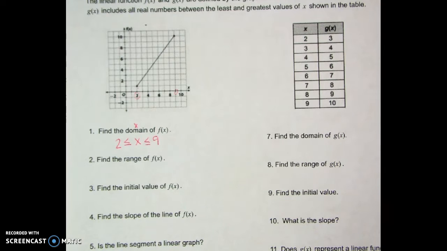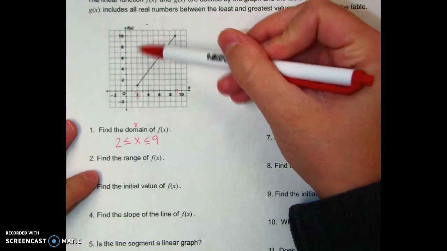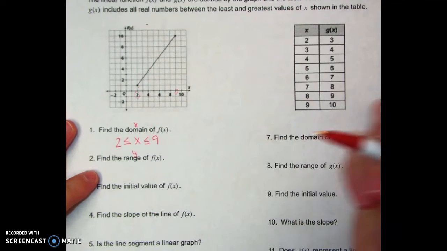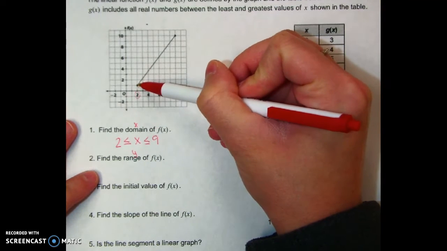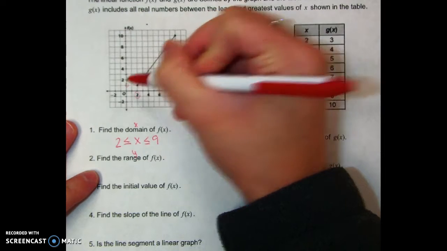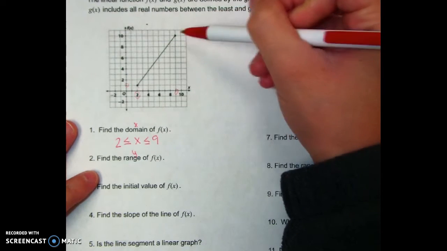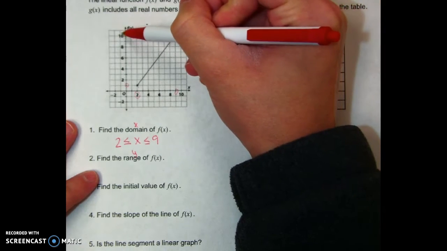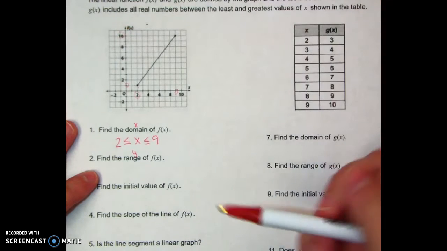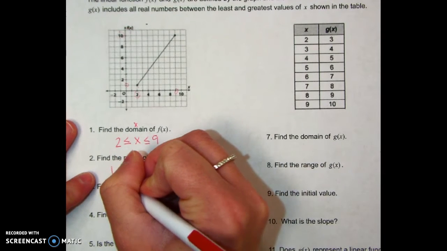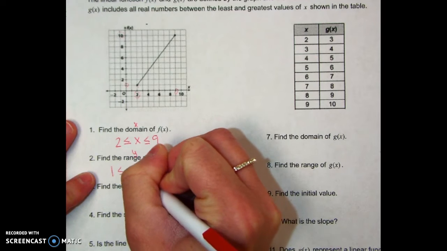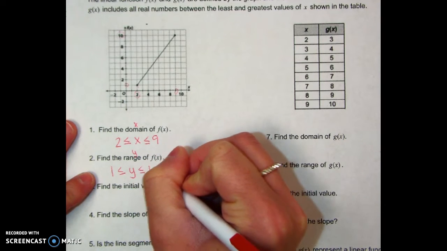Okay, same thing for the range. Now range is going up and down because that is the y value. So if you look at this point right here, the y value is 1. And then if you go all the way up here, that is at 10. So here the range is between 1 and 10.